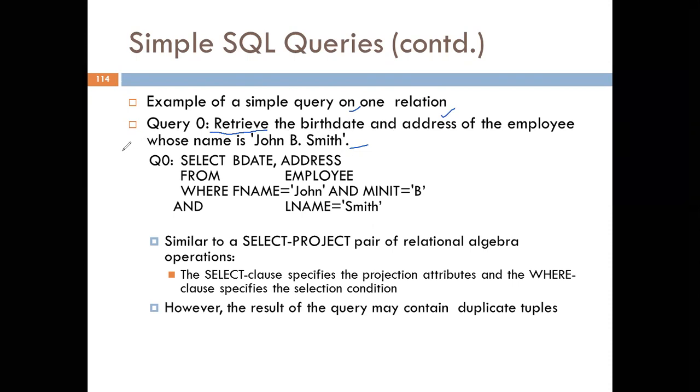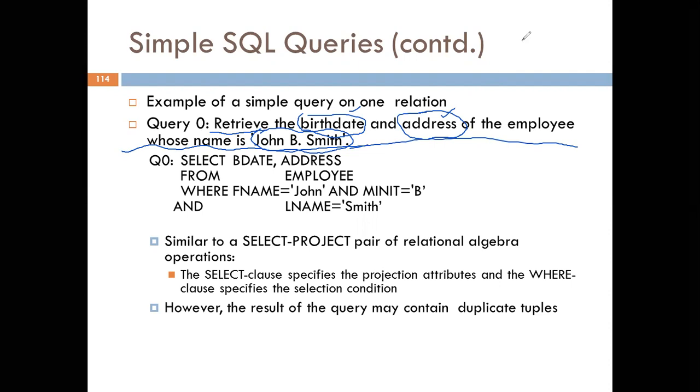When we have a query like this, first we must look at the schema and identify where this particular information is present. Based on that, we will be selecting the tables. Here we need birth date, address, and the name of an employee is given. So first we must go back to our schema and find where birth date, address, and name of an employee are present. Are they present in a single table or is it spread across multiple tables?